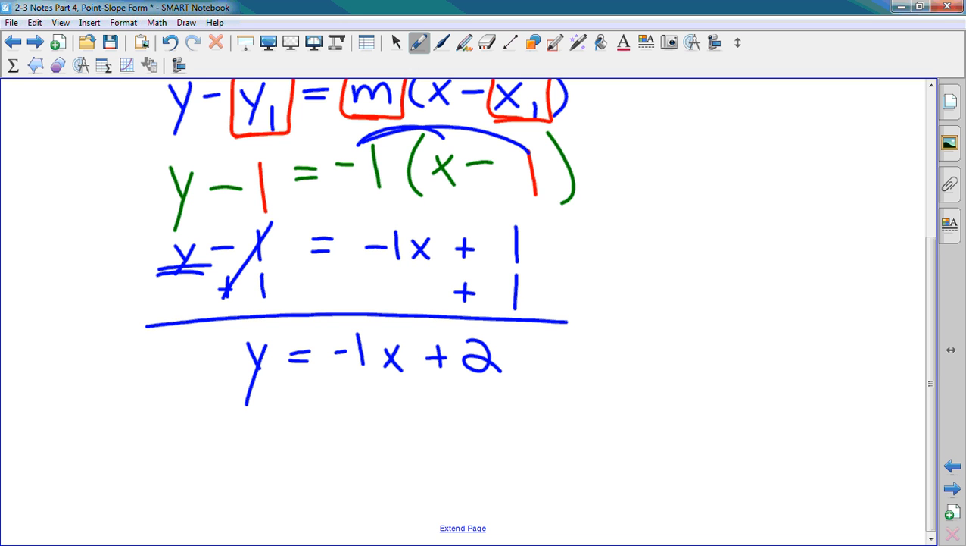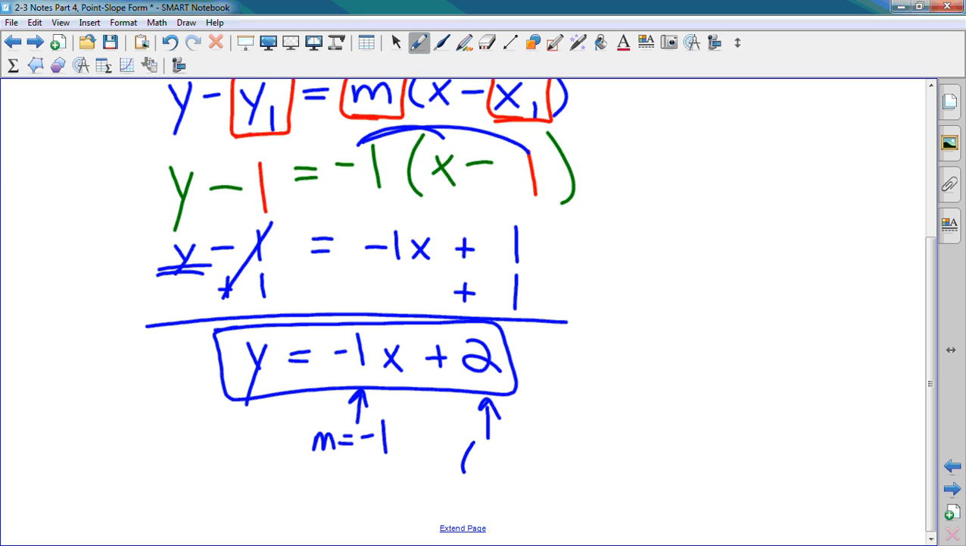Is that in y equals mx plus b form? Absolutely. So that's the equation of my line. What is the slope of this line? Slope is negative 1. What's the y-intercept? 0, 2. What does y-intercept mean? It's the point at which the line crosses the y-axis.